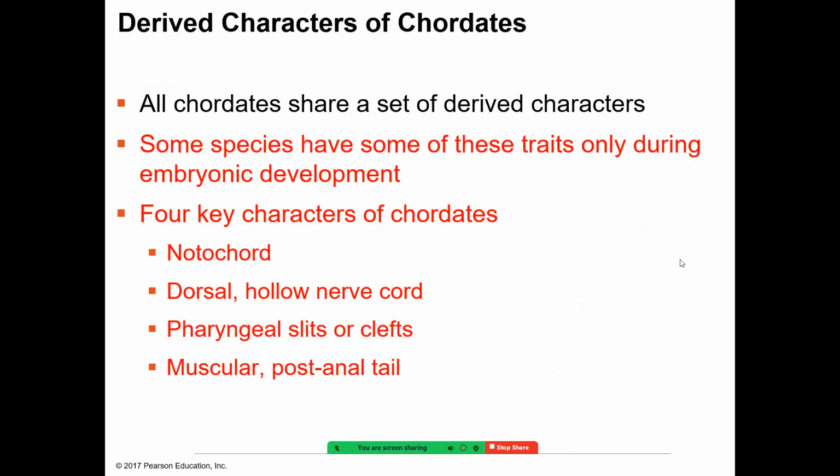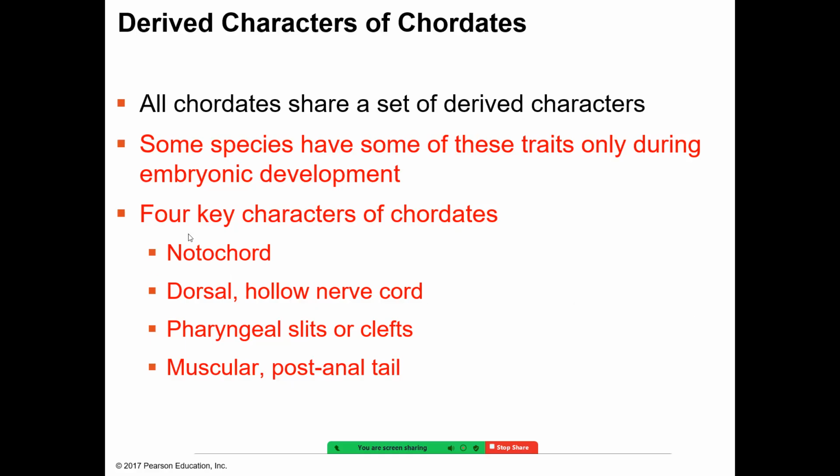So all chordates share a set of derived characters, as I just mentioned. Some species have some of these traits only during very short periods of time. So a good example of that would be some characteristics that are only exhibited during embryonic development and then go away before that individual is born or comes out of an egg.